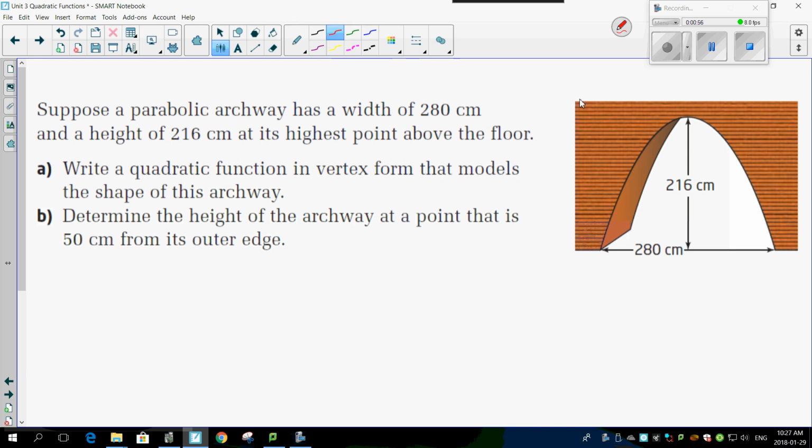So the most important thing to realize here is that you've got a parabolic arch right there, which is 280 centimeters wide and 216 centimeters tall. And look, you can figure out that vertex real quick, because from here to here, halfway there, because it is symmetrical, is 140 centimeters. So our vertex is (140, 216). There's our vertex.